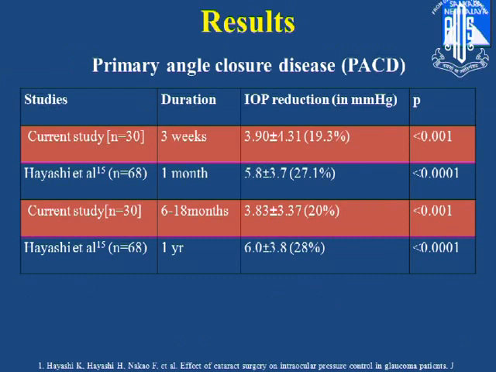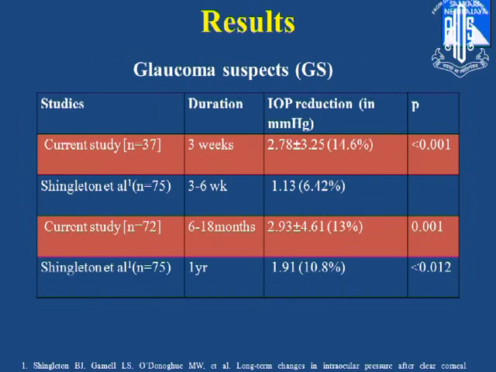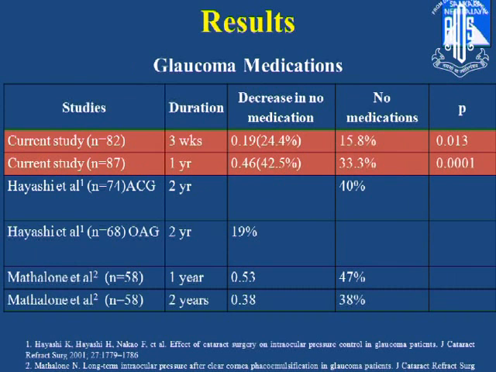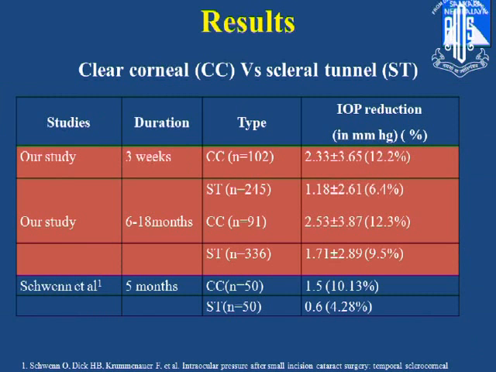For primary angle closure disease, our study has been compared with Hayashi et al., showing similar results at short-term and mid-term. For glaucoma suspects also, our study has been compared with Singleton et al., showing similar results at short-term as well as mid-term. The requirement for glaucoma medication was reduced in studies like Hayashi et al. and Mathalon et al., which was consistent with our findings. Schwann et al. showed that clear corneal phacoemulsification has more drop in IOP than scleral tunnel, which was consistent with our study.